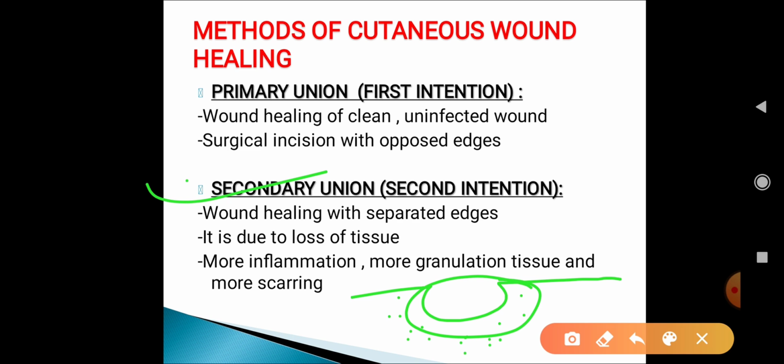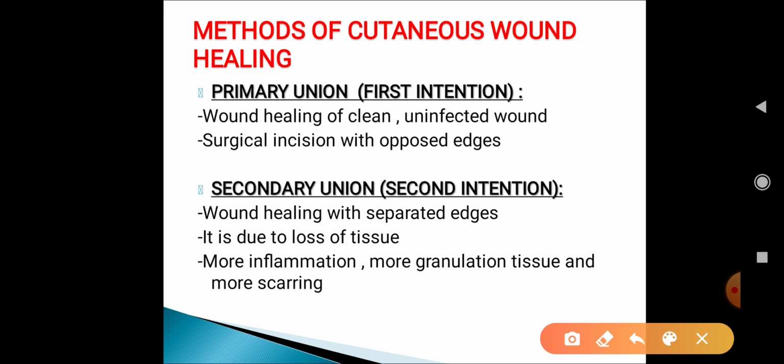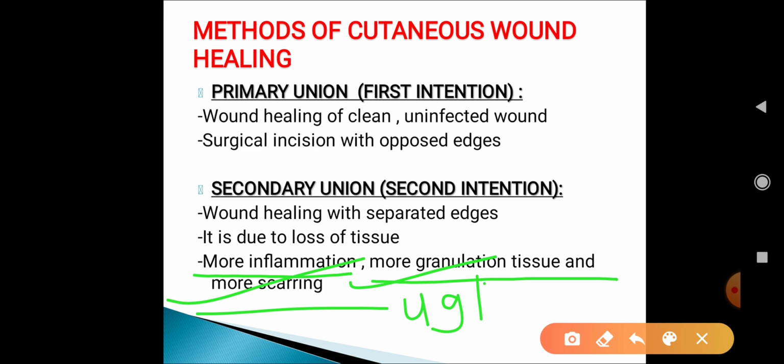And what is the disadvantage of this secondary intention? Why don't we want to heal it by secondary intention? That is because in the secondary union of wound healing, there will be more inflammation, and so you can easily understand there will be more granulation tissue, and more fibrosis, and more scar will develop. We will understand it in detail, but this is the basic. In the secondary union, there will be more granulation tissue and more scar, and that's why it looks very ugly.